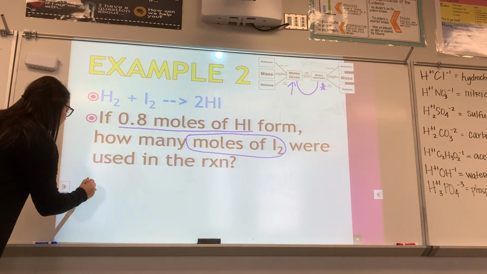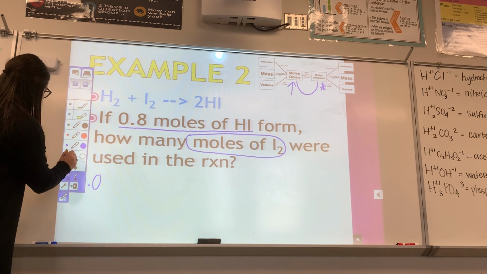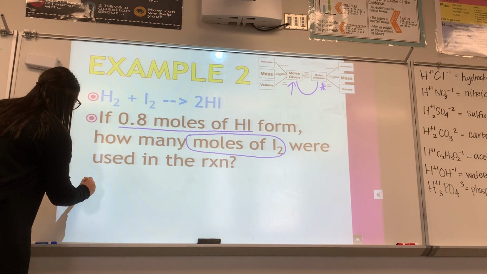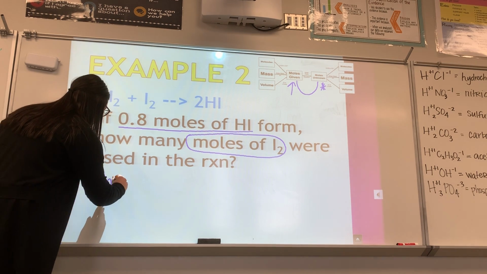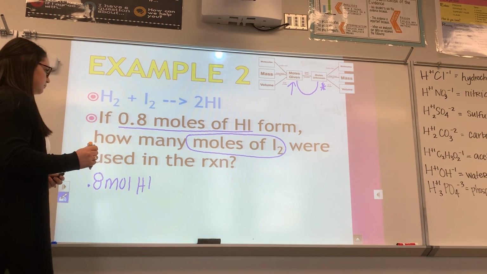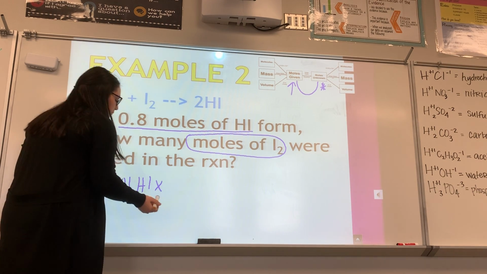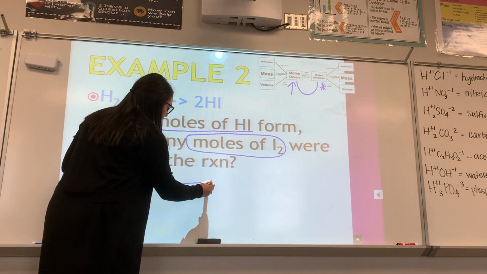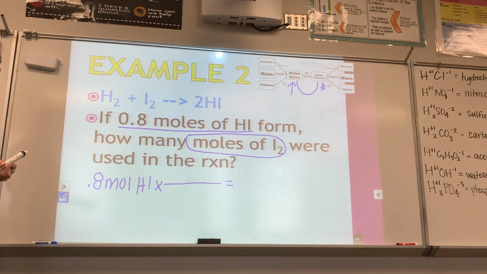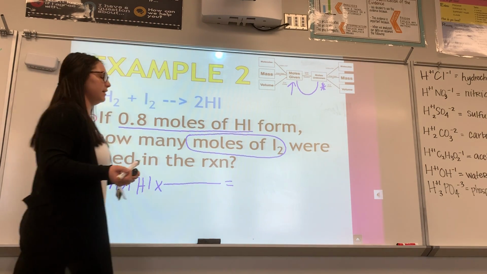So I write down what I know. I have 0.8 moles of hydroiodic acid. I have a 1-step problem, so I draw my multiplication sign, I draw my line, and my equal sign. Now it says on my map that I need to use the molar ratio from my equation.